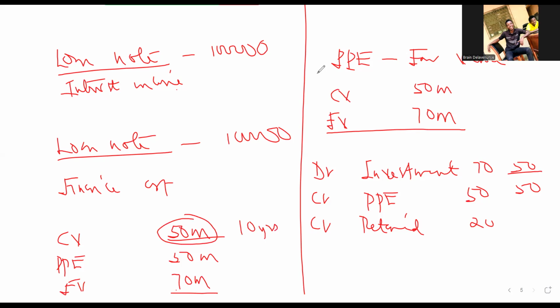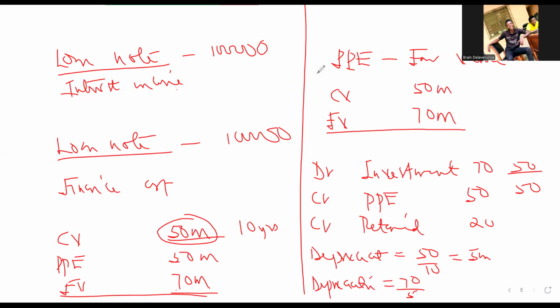Okay. So the asset should be at 50 million if the remaining useful life is 10 years. If the asset is at 50 million, the depreciation for the year, let's assume it's a full year, would have been 50 over 10, which would have been 5 million. But the subsidiary is depreciating the asset using 70 million. So 70 divided by 10 will be giving us 7.